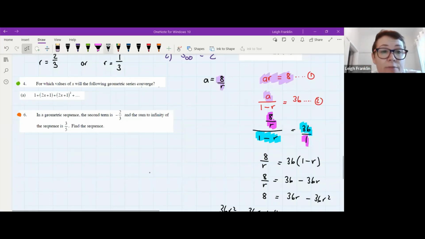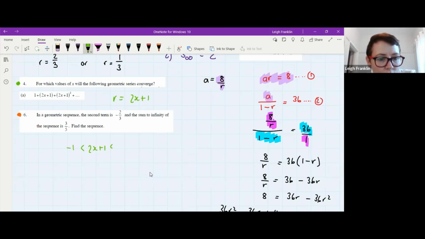What you guys should have done for question number 4 is work out the values of x for which the series would converge. You should have worked out that r was equal to 2x plus 1. So you would have made 2x plus 1 greater than -1 and smaller than 1. Take 1 away from all of these. So this is -2, and over here this is going to be 0. Now you've got to divide through by 2. So x has to be greater than -1, but smaller than 0. That should have been your answer for 4A.